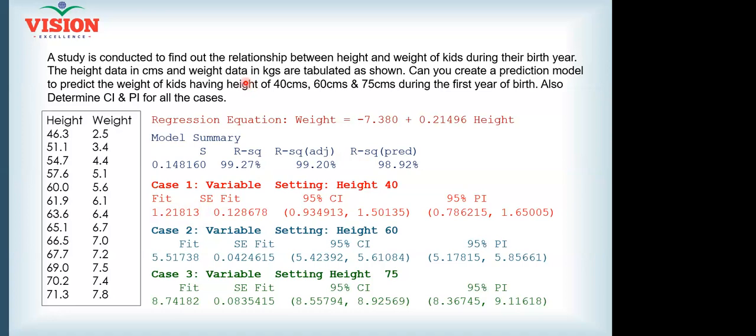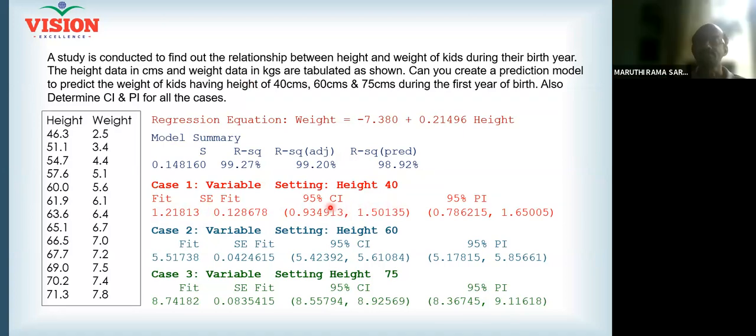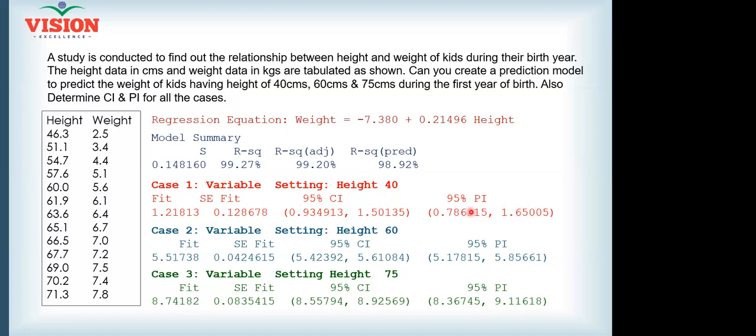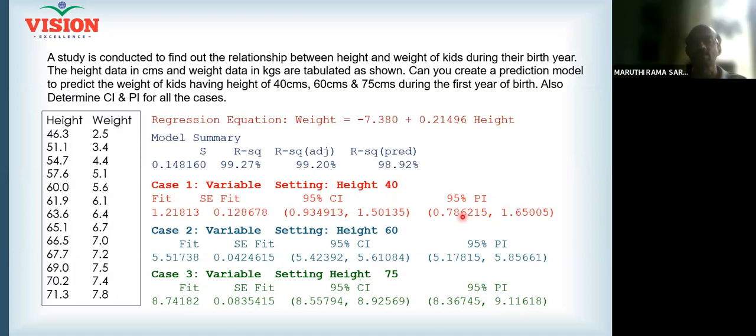But the same doctor is 95% confident. You see that? Can you see that, all of you? This is called a confidence interval. And this is called a prediction interval. So that means it is 0.93 to 1.5.